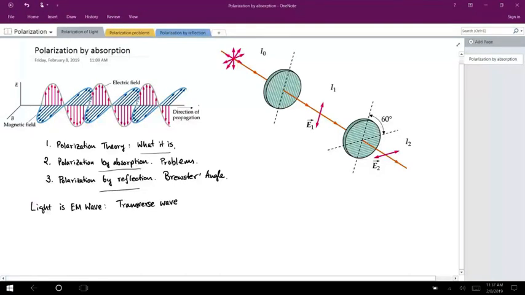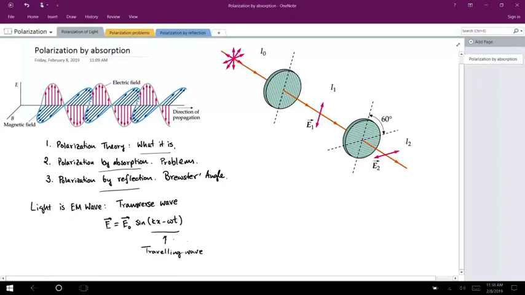Transverse wave because the electric field or the magnetic field that forms light is fluctuating perpendicular to the direction of propagation. Right, so if I want to write an expression for the propagating electric field, I would write E vector, the electric field vector, is some amplitude of the electric vector multiplied by a sine of kx minus omega t. Right, so this part is what makes this electric field a traveling wave.